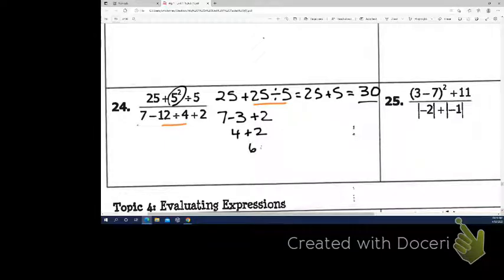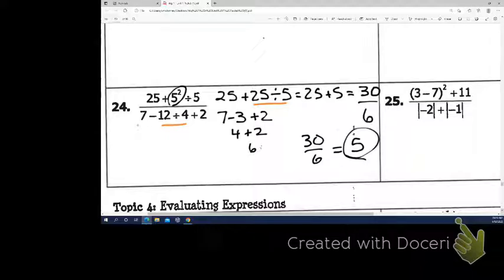And then we have to remember that, oh yeah, we still have that 30 on the top. So then the 30 divided by 6, final answer, 5. Okay? So all that work could be shown in many different ways. But you need to simplify the top of the fraction, simplify the bottom, and then divide.